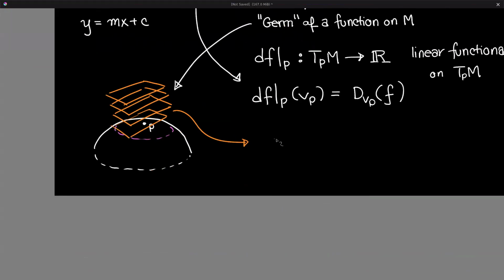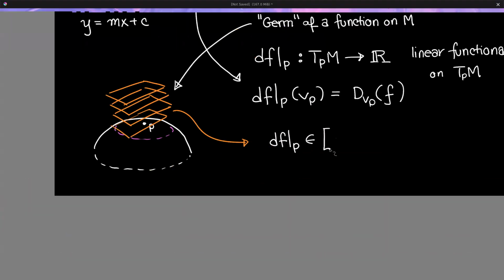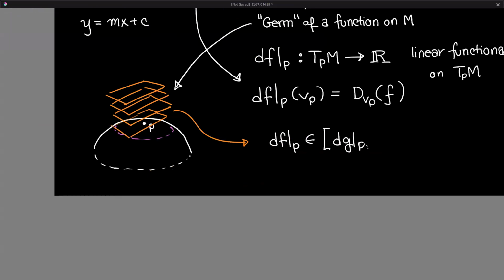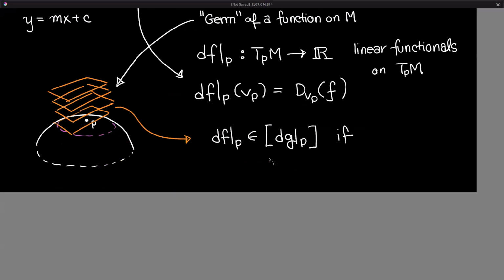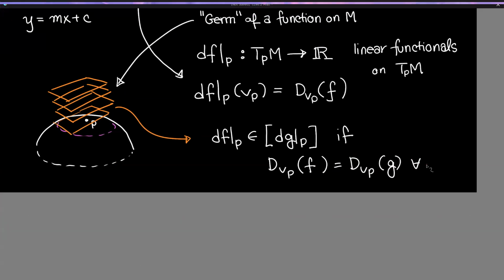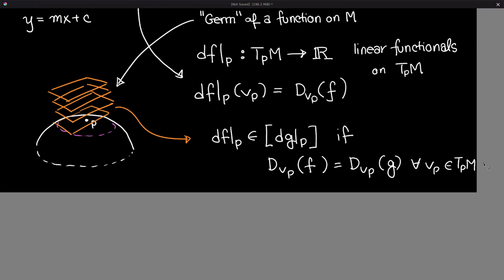So we say that df_p is an element of dg_p, the equivalence class, if d_{v_p} of f is equal to d_{v_p} of g for all v_p an element of T_P M. For every direction, if we have this, I suppose you could probably prove that as long as it works for all vectors of unit magnitude, it would work, because then you're just scaling.